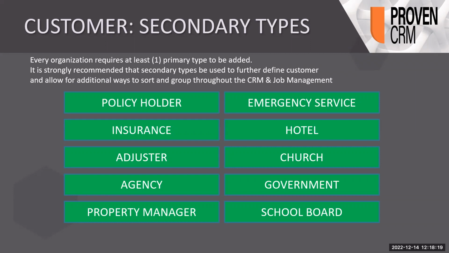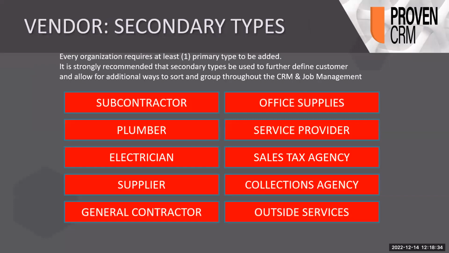If we're not defining with these secondary types, it's going to be almost impossible for us to pinpoint and select specific organizations or contacts to target our routes to. Secondary types on the vendor side would include plumber, electrician, supplier, general contractor. These are some of the recommended secondary types. Your company administrator can certainly create these secondary types. So if there's not one already in the system for you to use, they can be created by the administrator from either system, from the CRM or from the Proven Jobs side.